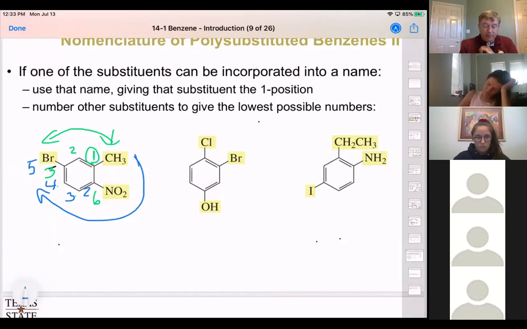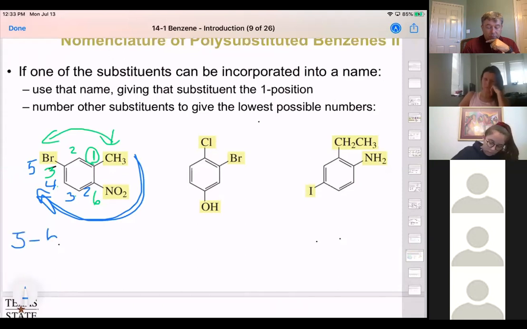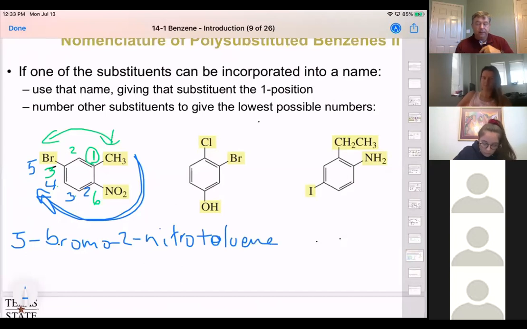So if we label it in the clockwise direction, and then again, we still have to do things in alphabetical order, that turns us into 5-bromo, 2-nitro, toluene right there. Okay, so if it changes the name, the thing that changes the name defines position number 1.